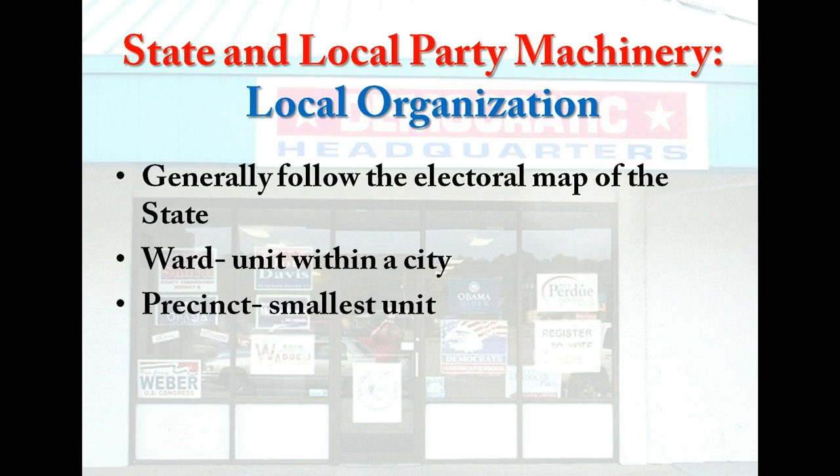Local party structures vary so widely that they nearly defy even a brief description. Generally, they follow the electoral map of the state, with a party unit for each district in which elective offices are to be filled: congressional and legislative districts, counties, cities and towns, wards, and precincts. A ward is a unit into which cities are often divided for the election of city council members.